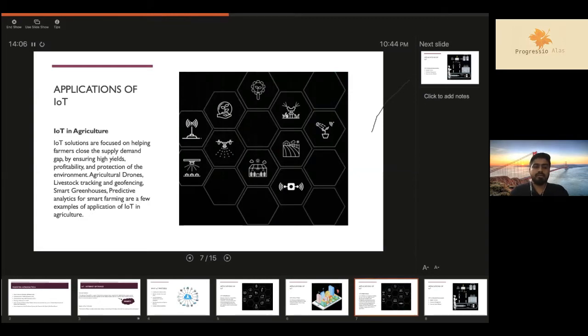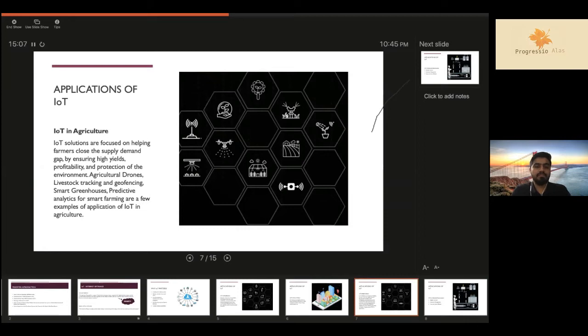And then talking about agriculture, IoT solutions are focused on helping farmers close the supply demand gap by ensuring high yields, profitability, and protection of the environment. Imagine a scenario where a smart irrigation system is installed in fields, connected to the internet, and it can irrigate the fields depending on the weather prediction. So if the weather is dry and sunny, then it can irrigate the fields more, and if the weather is going to be humid and rainy, then it can adjust accordingly and irrigate the fields in that manner.